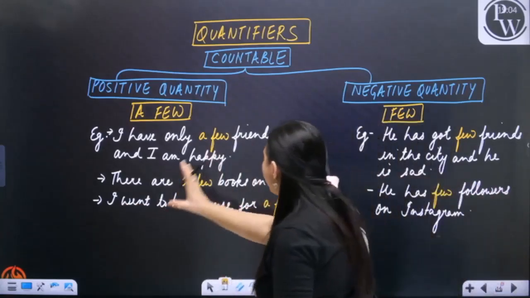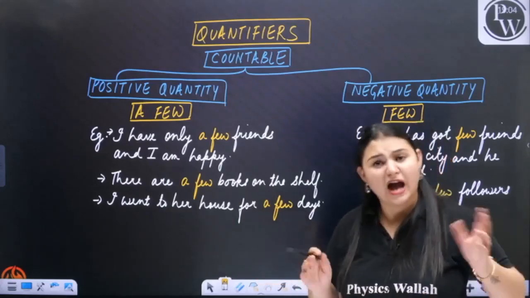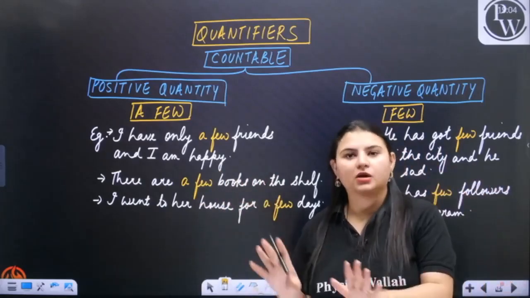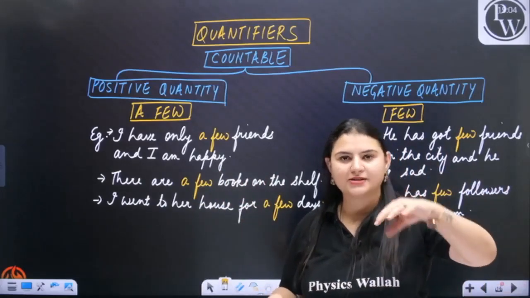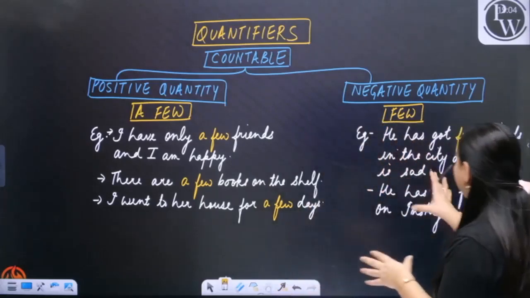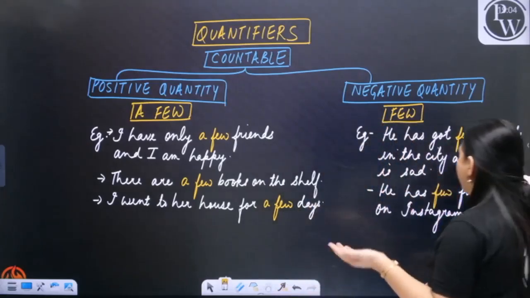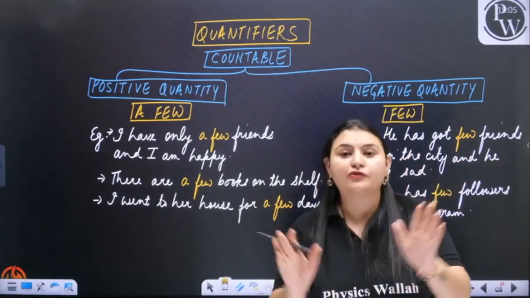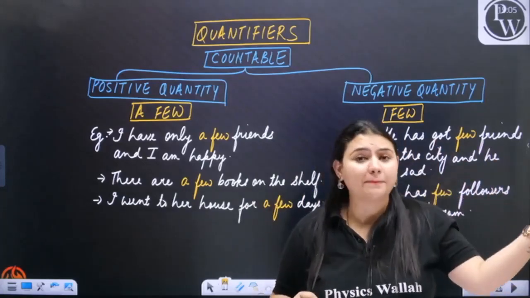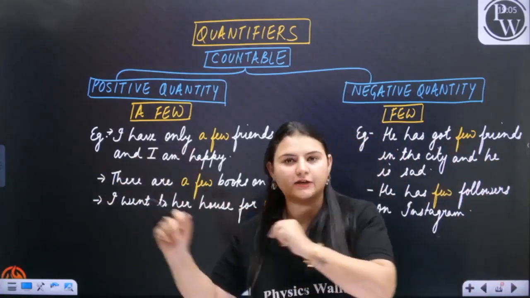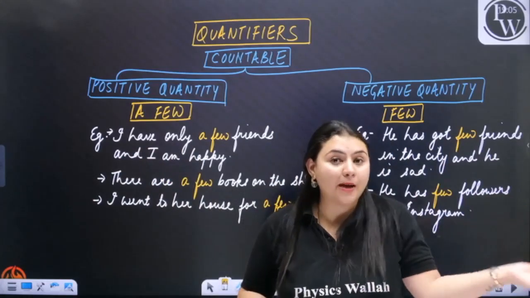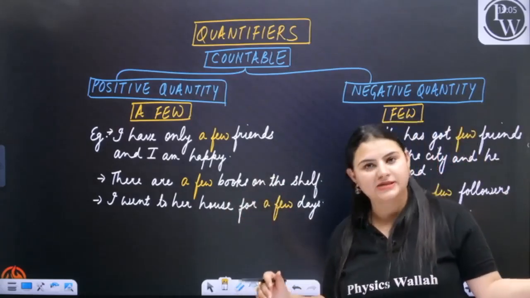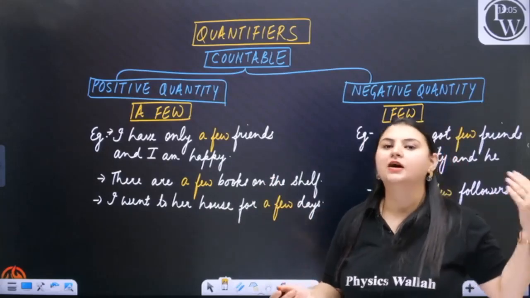Examples are given. I have only a few friends and I'm happy. The person is happy with the number of friends he has. He has a few friends and he's content. Here, he has got few friends in the city and he is sad. He's saying, I only have few friends in the city. He's not happy about it. He is using it as a negative number. The person is saying that he is sad. So that is why definitely it is a negative quantity.